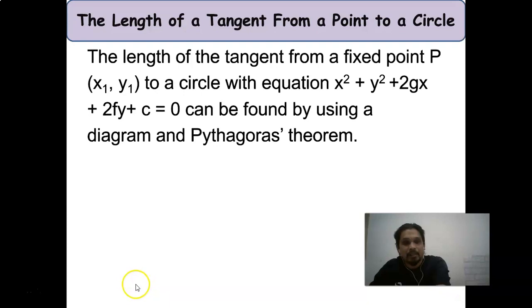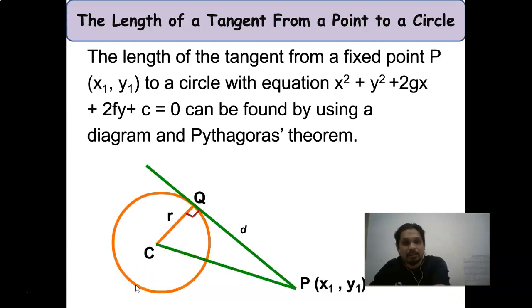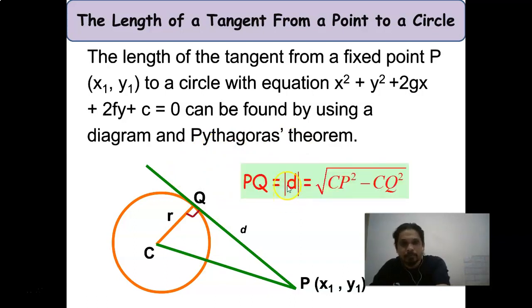Okay, the length of a tangent from a point to the circle. So let's see the length of a tangent from the fixed point P to a circle with the equation of, here, the equation of circle, which can be found using the diagram and the Pythagoras theorem. And the distance of P to Q. P to Q is the distance of this one here now.